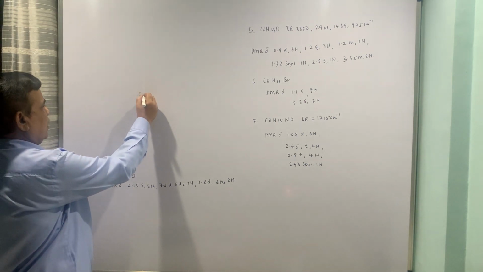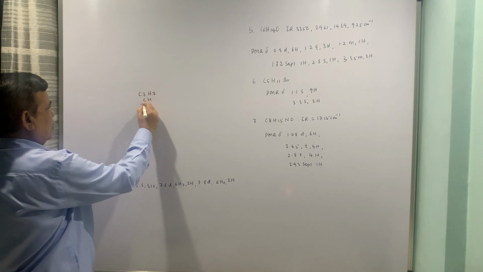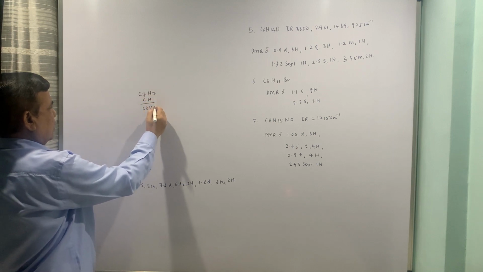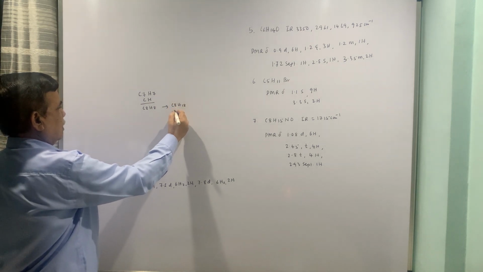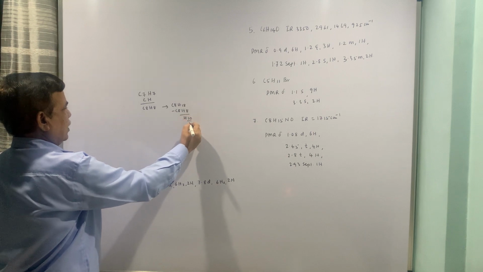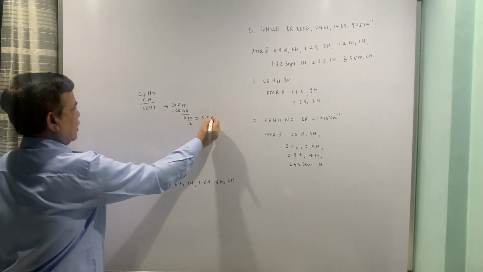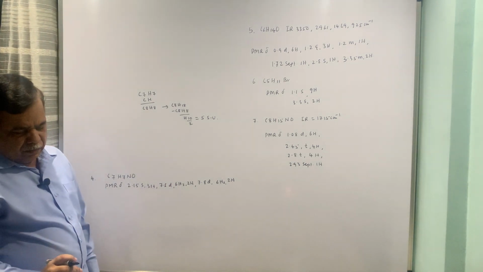C7H7NO, C7H7 and nitrogen is CH, oxygen we are neglecting, C8H8. Once again C8H18 minus C8H8, 10 hydrogens are missing, so 5 sites of unsaturation. So there are 5 sites of unsaturation for this molecule.